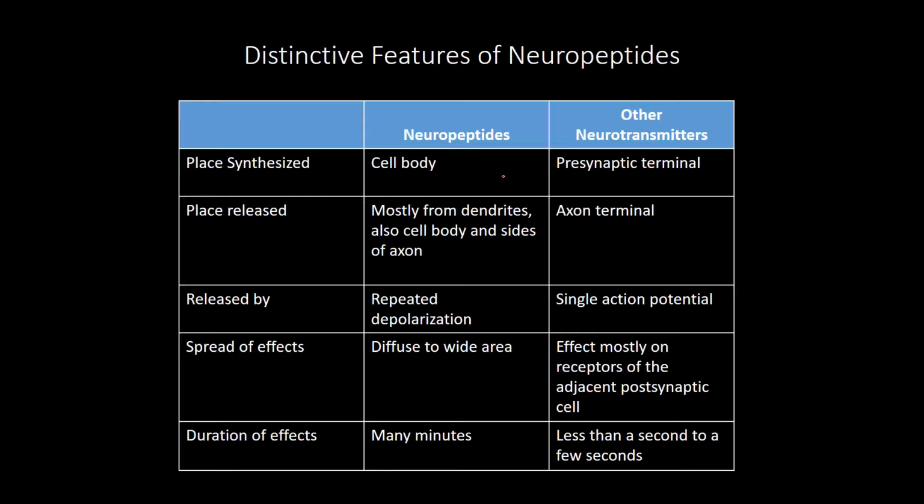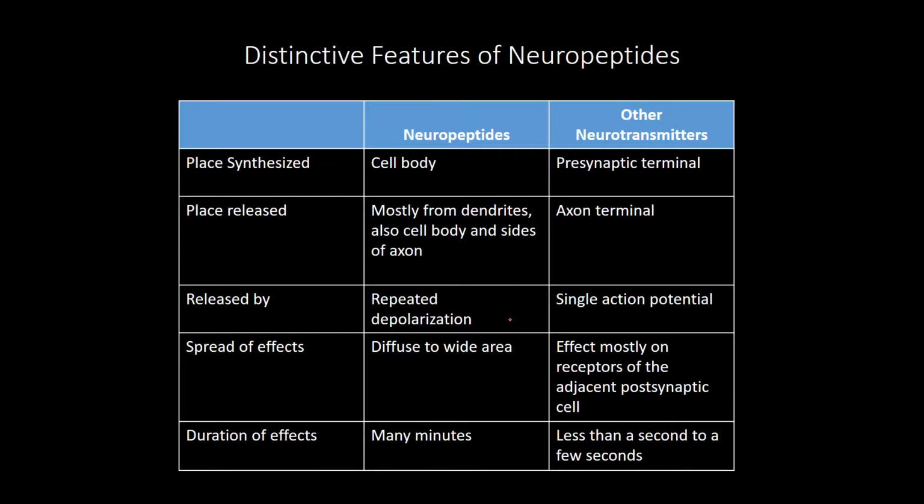Neuropeptides are primarily made in the cell body. Neurotransmitters are made in the presynaptic terminal. The neuropeptides are released primarily from dendrites, also the cell body, and sometimes the axon. Other neurotransmitters are primarily released from the axon terminal. A single action potential causes a release of neurotransmitter. So, hopefully remember, the voltage-gated calcium channels open up. Calcium comes in, causes the vesicles to fuse, neurotransmitter to be released into the cleft. That's going to be other neurotransmitters.